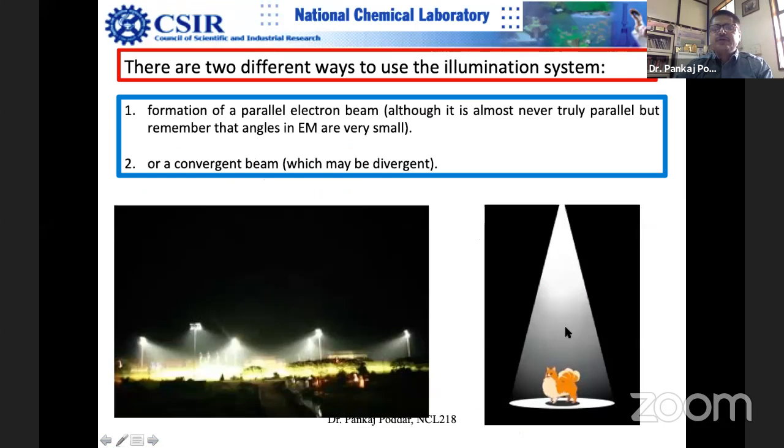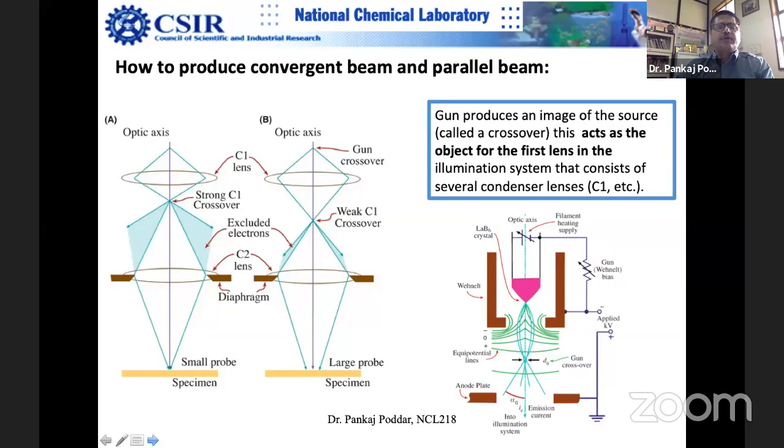For this purpose, you have to scan the beam because, for example, this beam is placed in the stadium. You have to keep on moving it, like you can see on the stage, the beam keeps on moving. So how can we do that in an electron microscope?